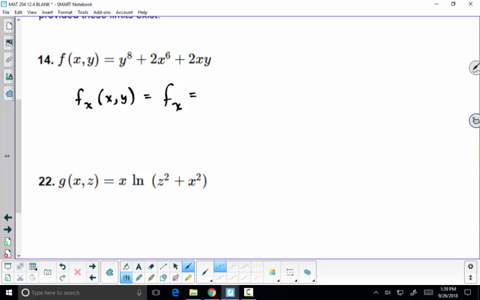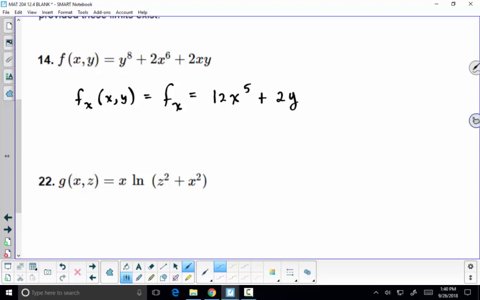So f sub x is the rate of change in the x direction. If we're moving only in the x direction, we're thinking of y as a constant. So we're just going to differentiate as if y is a constant. We're just going to treat y like it's a number. So let's just do that. What's the derivative of a constant? 0. Yeah, so the partial of this with respect to x is 0. The partial of this with respect to x is just like the derivative, so it's going to be 12x to the 5th. And what would be the partial of this with respect to x?